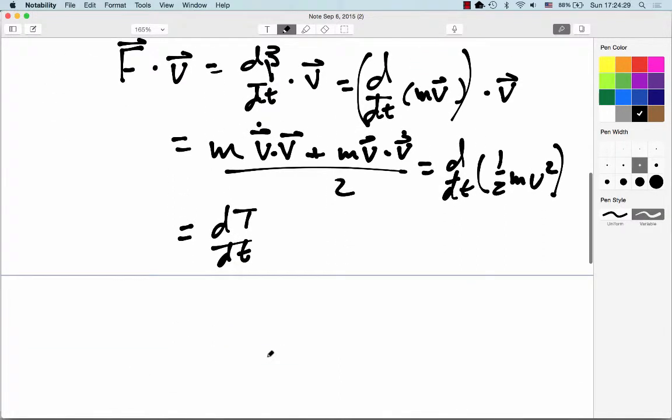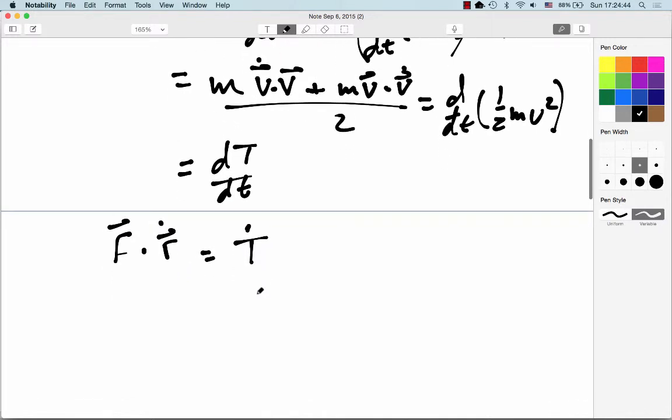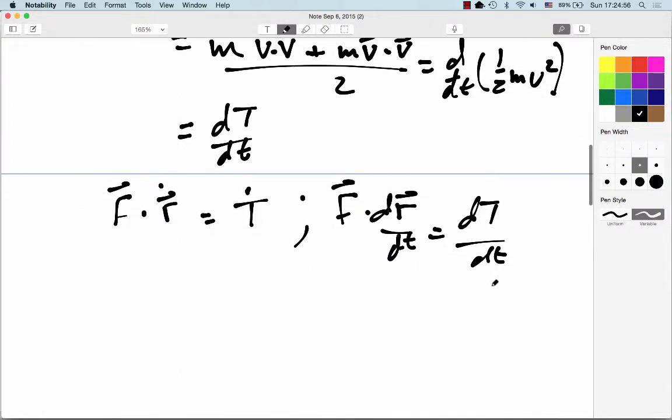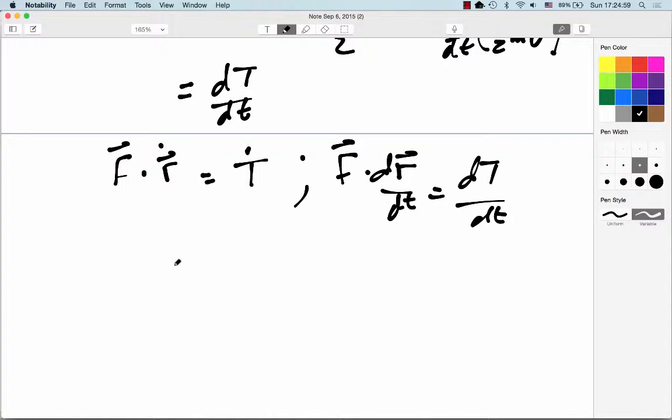So if we follow that thought a little further, v is dr/dt, so this is F dotted with r dot, which is equal to T dot. Okay, now if we follow that, F dotted with dr/dt is equal to dT/dt. And so if we look at just some infinitesimal, we get that F dotted with dr is equal to dT.